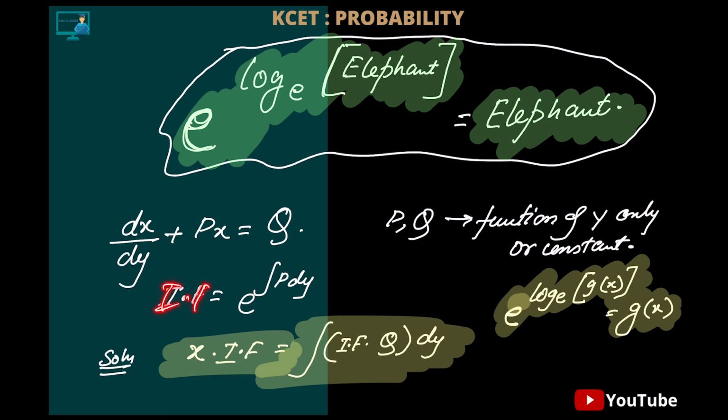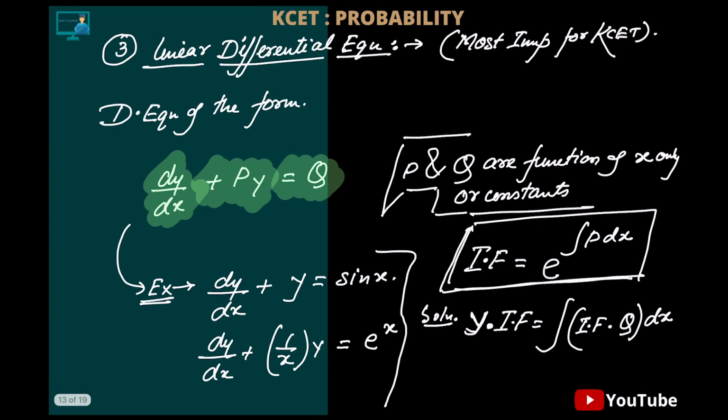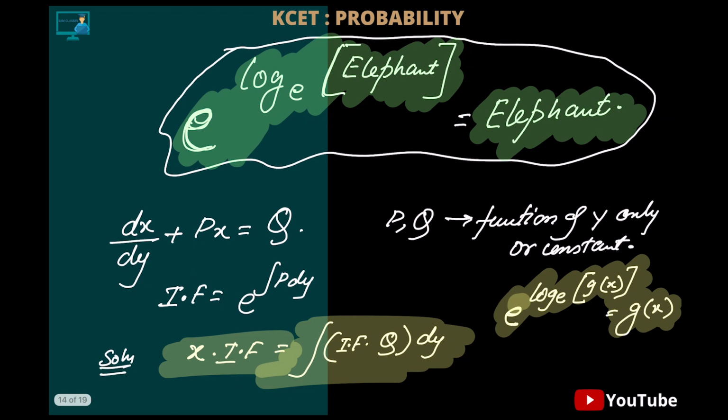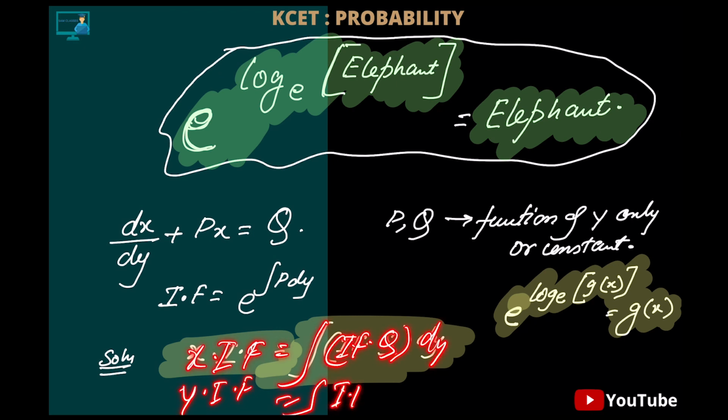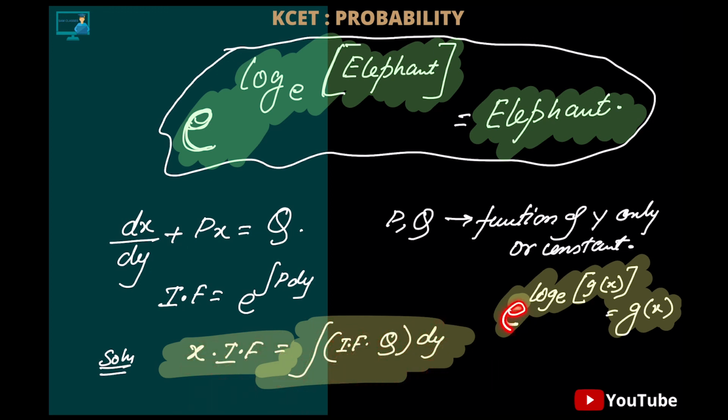Integrating factor, what is the change? Here it is e to the power integration P dy, whereas earlier we had e to the power integration P dx. So the change is only of dx and dy. What is the solution change? x into the integrating factor is equal to integration of integrating factor into Q dy, whereas earlier it was y into integrating factor equals integrating factor into Q dx. Again, I wrote e to the power log of base e, g of x is also a function g of x; you'll get that function g of x only.